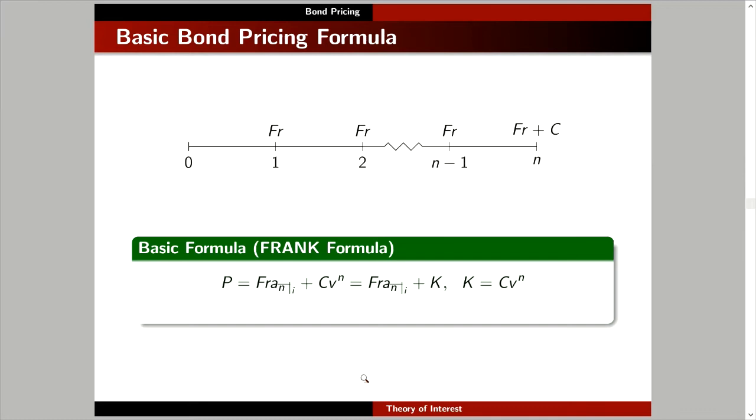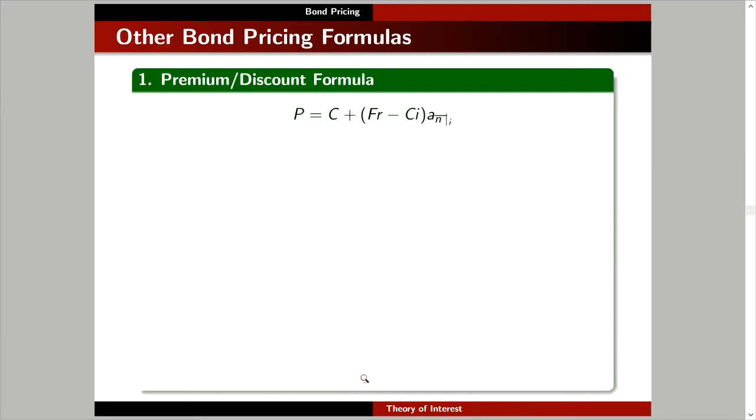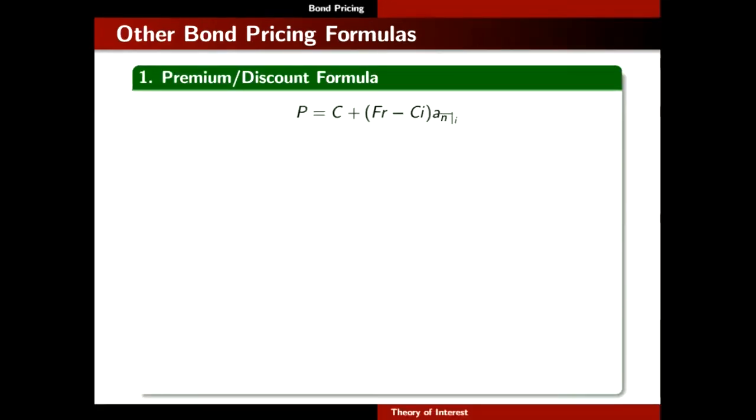Actually, we have other formulas in getting the bond price. Aside from the basic formula or the Frank formula, we have these other bond pricing formulas. But all these formulas can be derived from the basic formula or from the Frank formula. Let's establish this premium discount formula using the basic or the Frank formula. Let us recall the Frank formula. It is P equals Fr a angle n plus C v to the n, right?